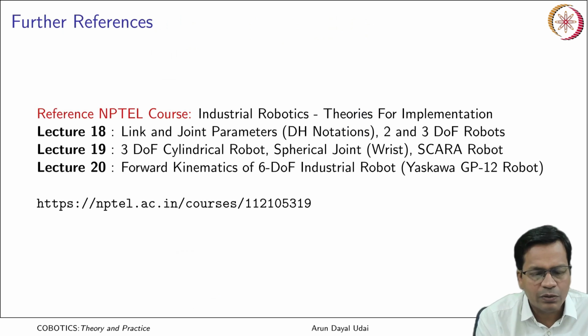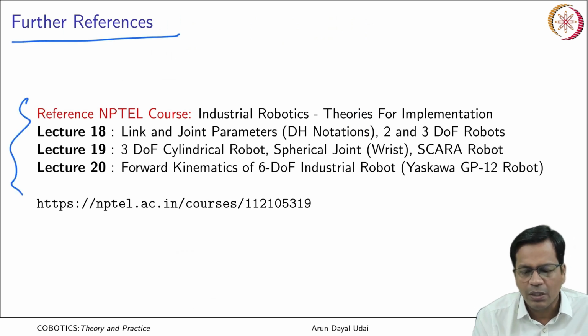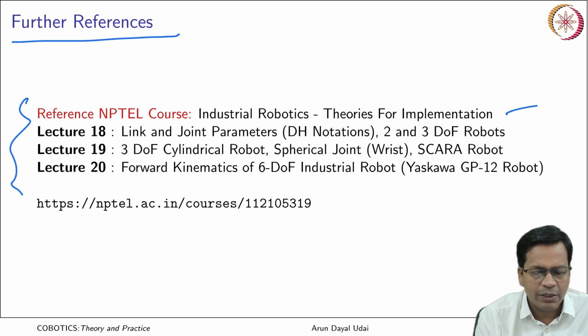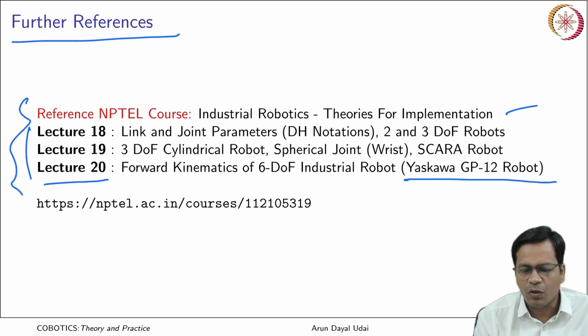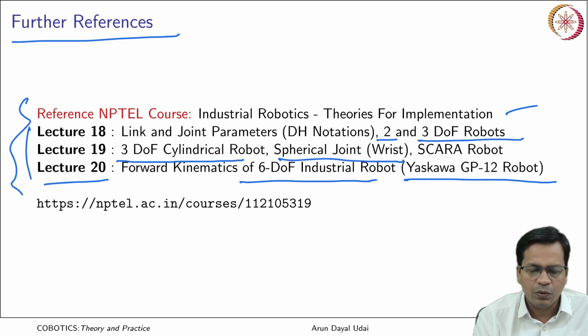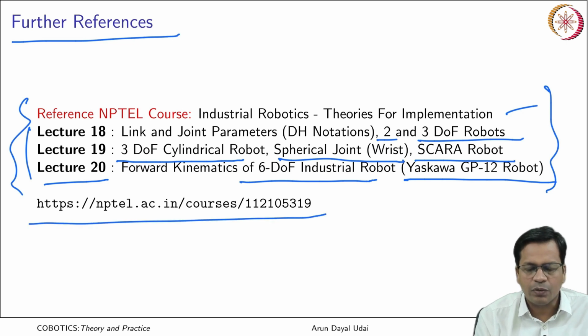So yes, you can always have some further materials that are here in my course, Industrial Robotics: Theories for Implementation. Okay, lectures 18, 19 and 20 you can refer. Lecture 20 discusses the Yaskawa GP12 robot. Quite a lot of cobots are also of this type, and their forward kinematics can be done in a similar way. Okay. Others are 2 DOF, 3 DOF robots, the 3 DOF cylindrical robot, wrist again is discussed here. So, 3 DOF over spherical wrist is there also, SCARA robot is there. So, you can look at these. This is the link for the course.